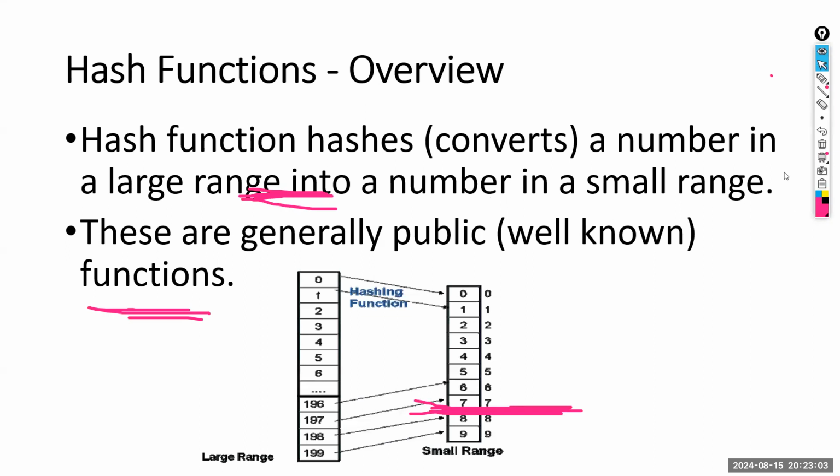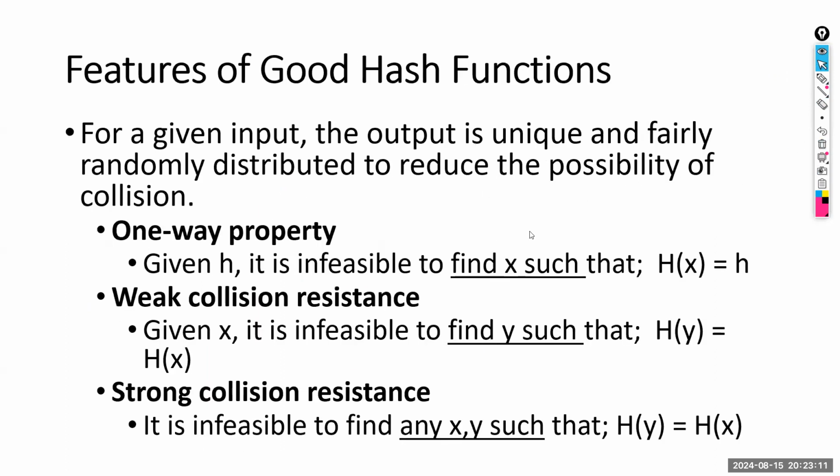Right. So hash function is the simplest approach. There are a lot of well-known hash functions, especially in arithmetic, that some of those you learn in your data structures and algorithm subject as well. So what are the features of a good hash function? We call them the one-way property, weak collision resistance, and strong collision resistance. So this is a bit of theory.